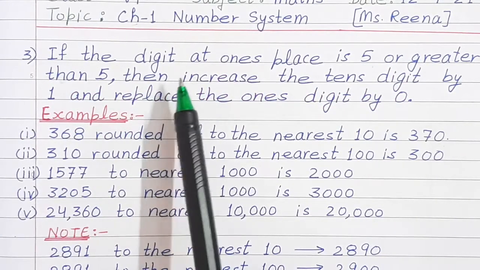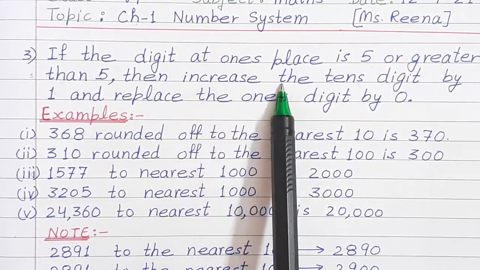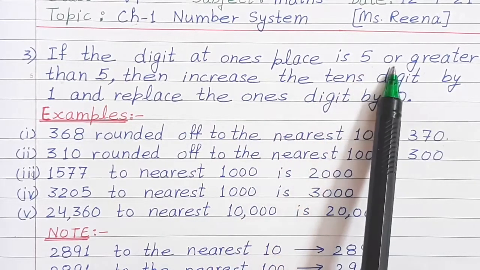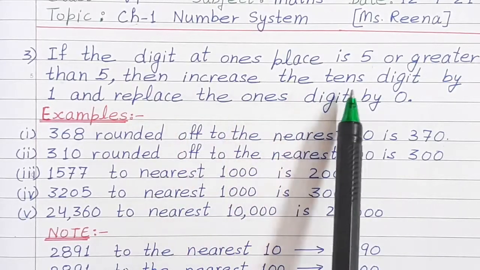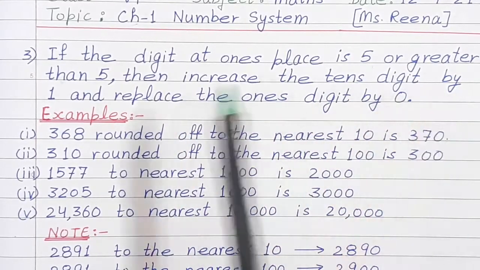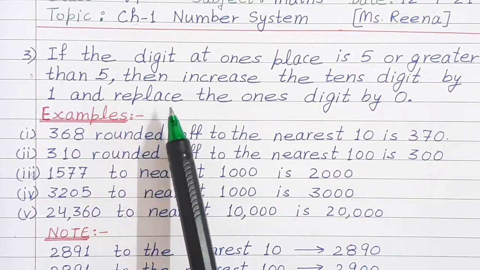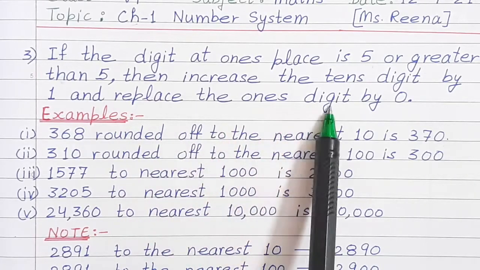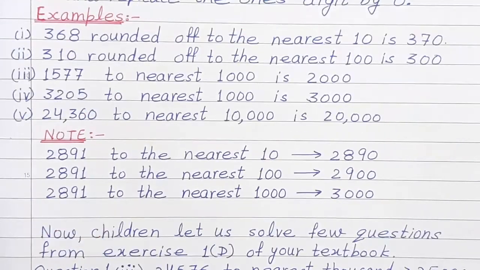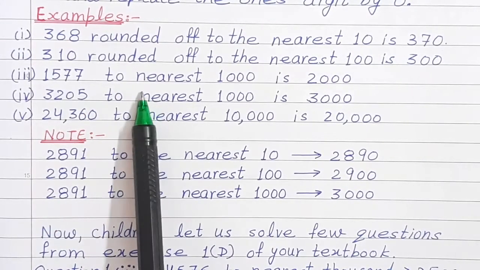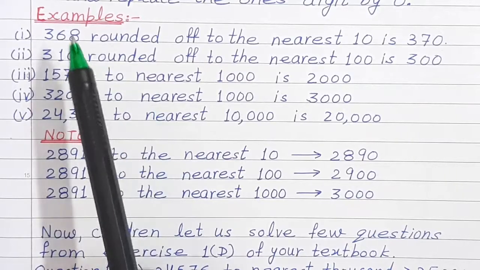If the digit at ones place is 5 or greater than 5, then increase the tens digit by 1 and replace the ones digit by 0. Now children, let us discuss a few examples.